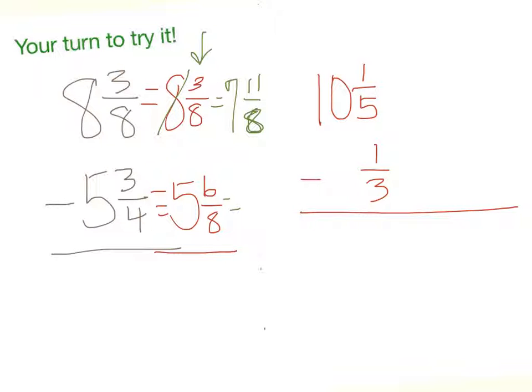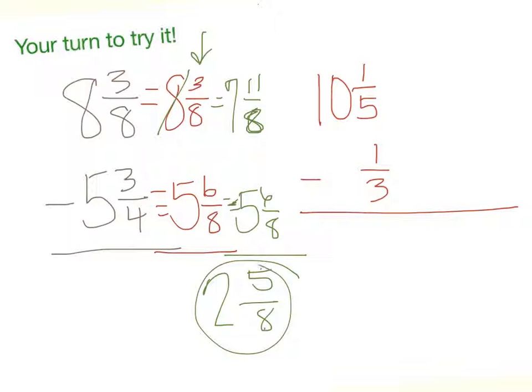Minus 5 6/8. All right. And then 11/8 minus 6/8 gives me 5/8. And then 7 minus 5 is 2. So I get 2 5/8, and that's in simplest form. So let's look over here at this 10 1/5 minus 1/3. Ooh, I don't have a whole number here with the 1/3, but that's okay.